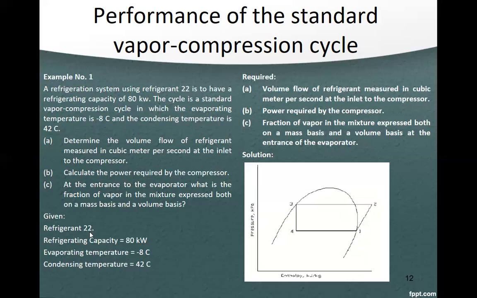Okay, given: refrigerant 22, refrigerating capacity 80 kilowatts, evaporating temperature -8°C, condensing temperature 42°C. Nakikita mo ang mga value na ito sa mga table; halos standard na ito. Kaya kung mag-design ka, bibigyan ka lang ng kilowatt. Anong gagamitin ko dito? Wala sa iyo ang ibibigay na temperature kasi hindi niya alam, kaya hahanap ka ng typical values.